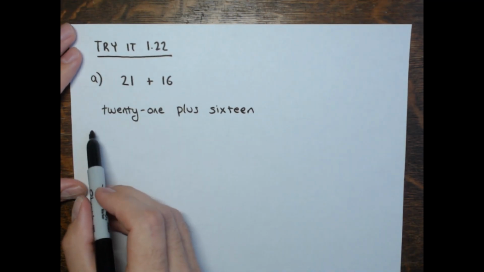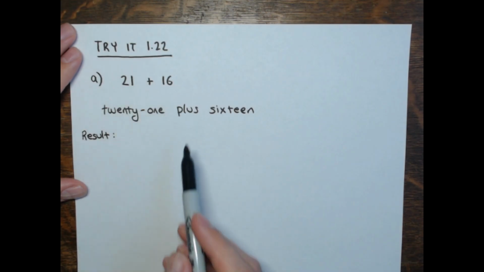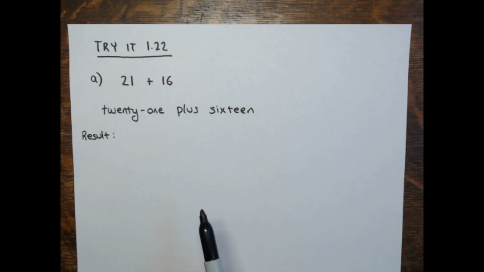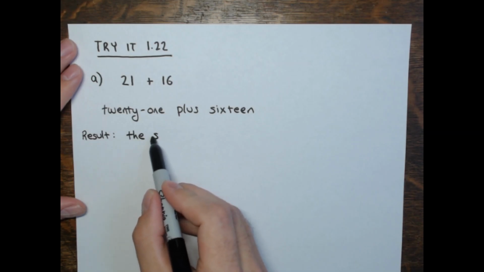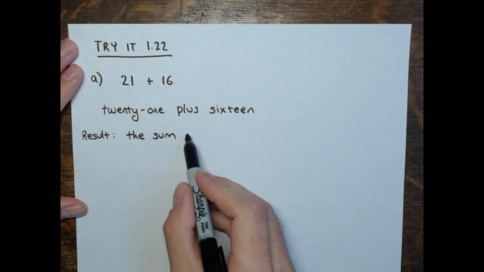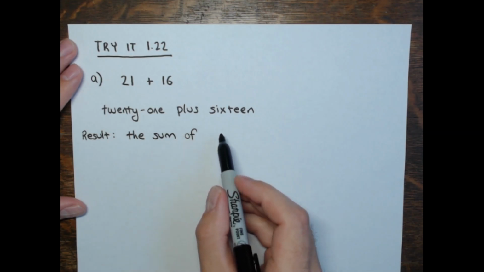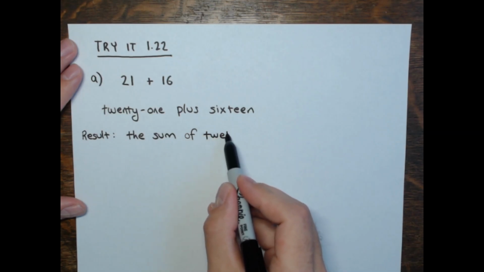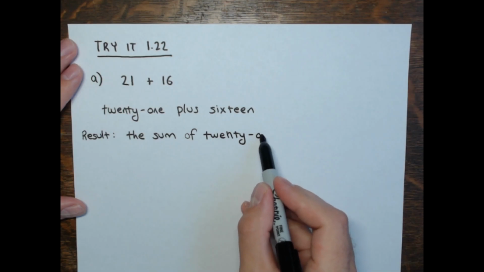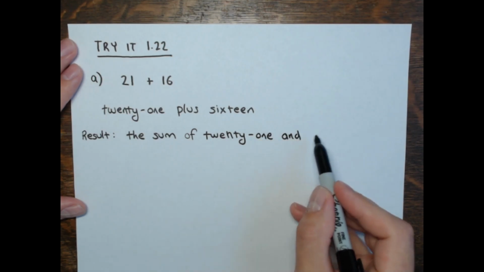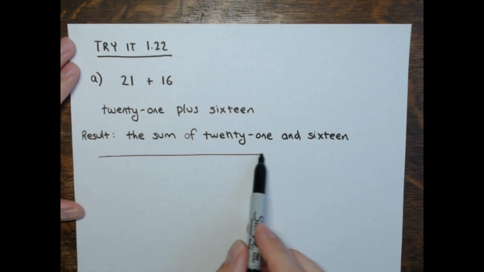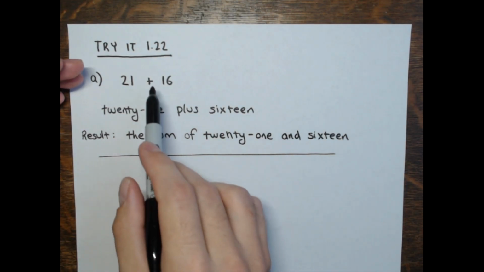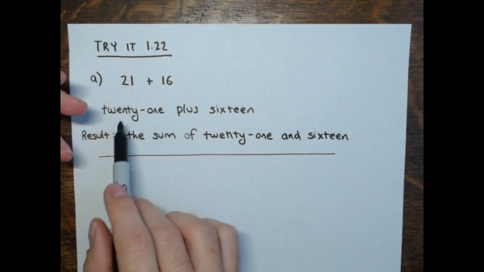That's it for that. Another way you could put it is that the result of this addition, this plus, is called the sum. So the sum of 21 and 16, the two addends. And that would be that. Two different ways to express that expression in words.